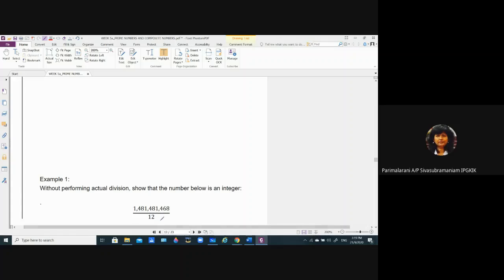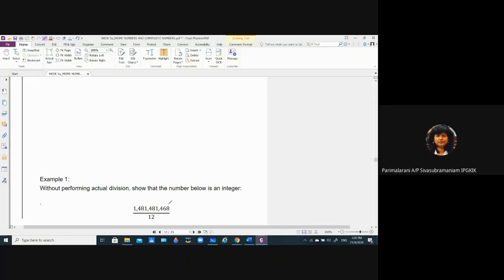How do you know if it's an integer? If you divide this and you get a whole number, if you can divide evenly without any remainder, then this number is an integer. That means you want to check if this number can be divided by 12, has the divisibility for 12. What is the rule for 12? Must be divisible by both 4 and 3.